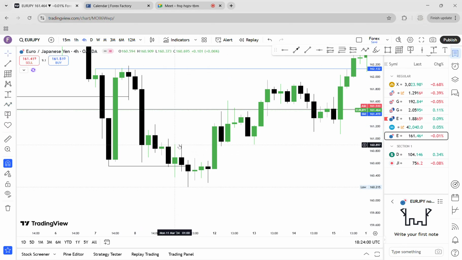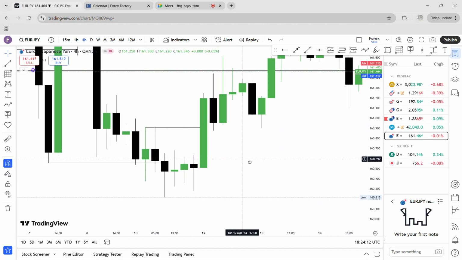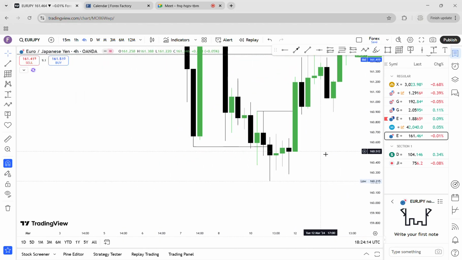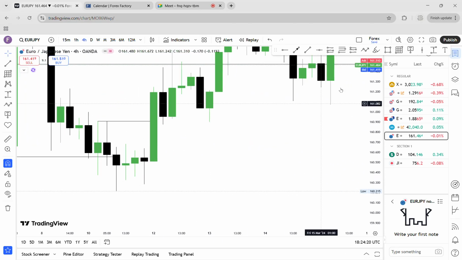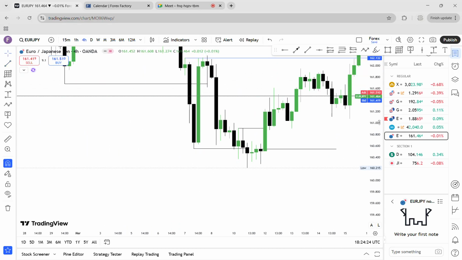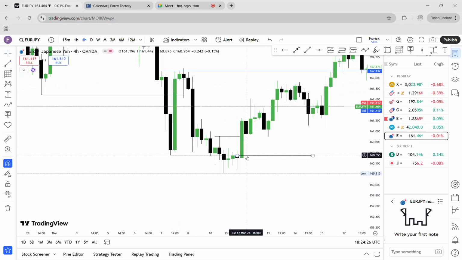Right here, from this high, we created another low. Then what happened before this price moved and broke above this high? This is where you start to look for your entry. As soon as price breaks above this high, your entry could be here like this. Which price did it pull back to? It could be here like this.